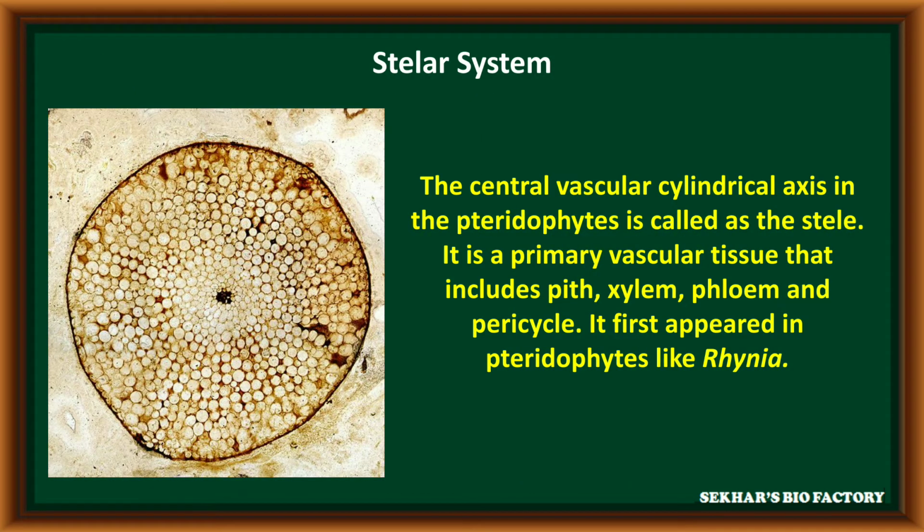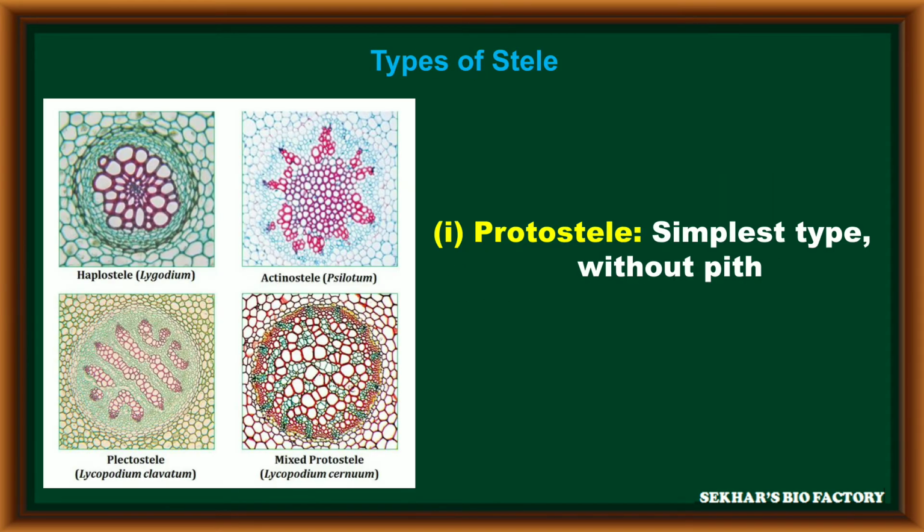Coming to the stelar system, the central vascular cylindrical axis in pteridophytes is called the stele. It is a primary vascular tissue that includes pith, xylem, phloem, and pericycle. It first appeared in one of the pteridophytes called Rhynia. Coming to types of steles, the first type is protostele. It is considered the simplest type of stele without pith.